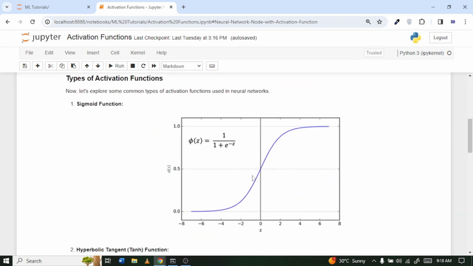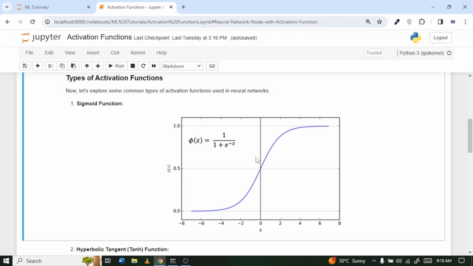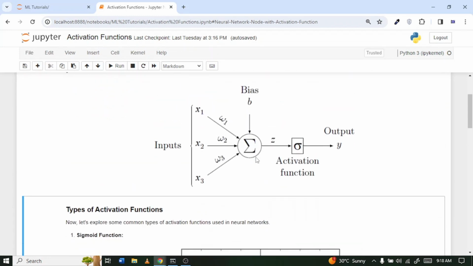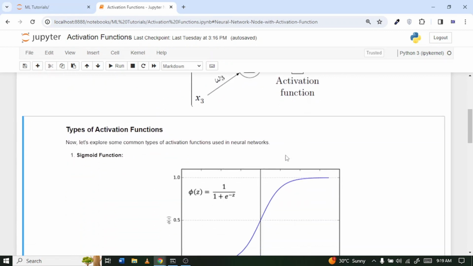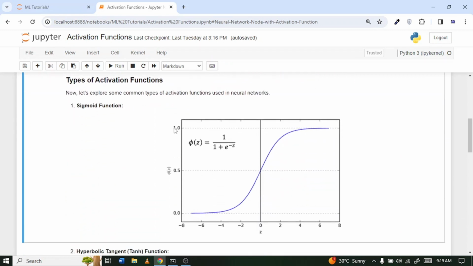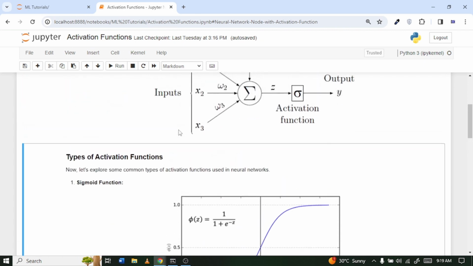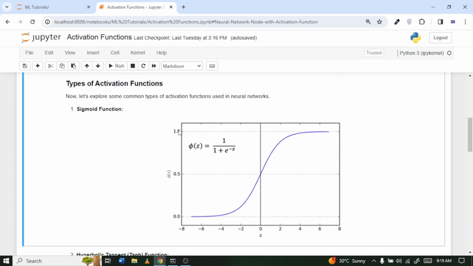I would like us to now look at some of the types of activation functions we have. The first one I would like us to talk about is the Sigmoid function, also known as the logistic function. It basically squashes the input value between 0 and 1. So when you apply your inputs, no matter what the value is, it squashes it between 0 and 1.